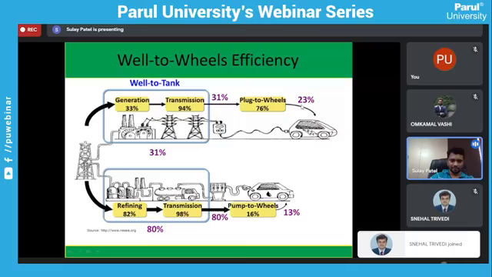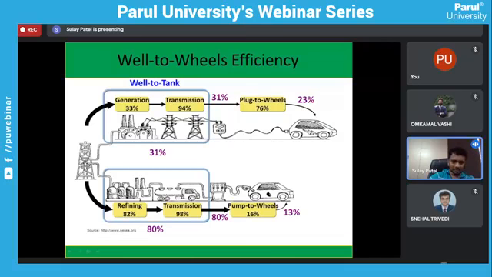But if we replace this generation system by non-conventional means, meaning hydropower stations, solar power stations and wind power stations, we can increase this to 40 to 50%. So ultimately, by this comparison, we can definitely say that using an electric vehicle is more beneficial than using a petrol or diesel vehicle.